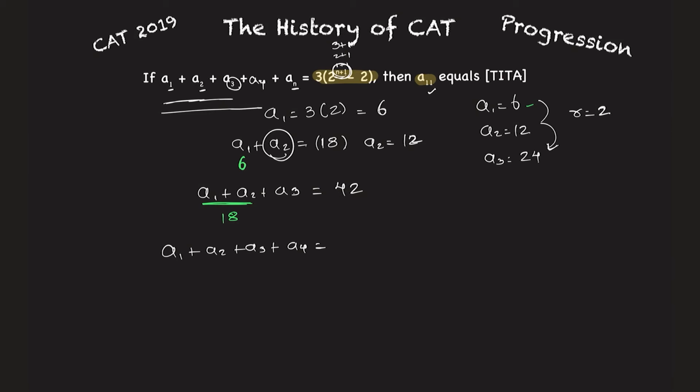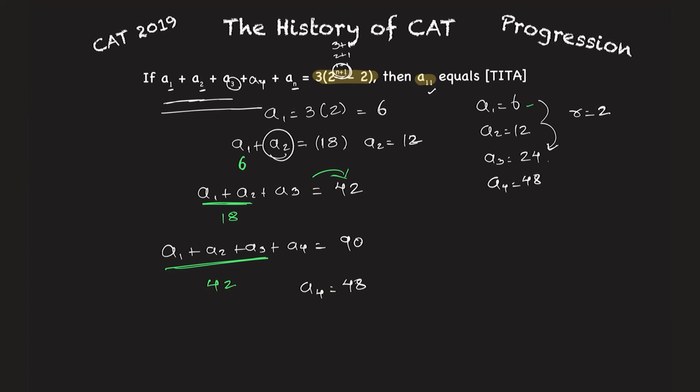4 plus 1, 2 raised to 5 is 32. 32 minus 2 is 30. 30 into 3 is 90. Now if you subtract, what is A1 plus A2 plus A3? That is equal to 42. So substitute it here: 90 minus 42. So A4 comes out to be 48.